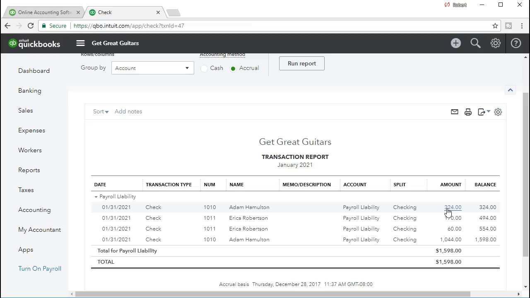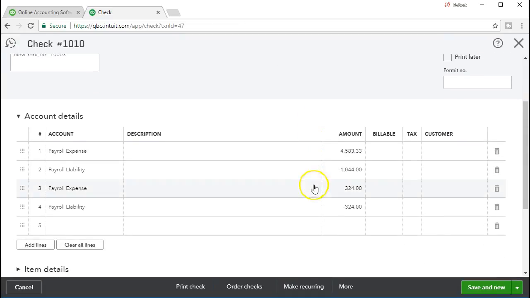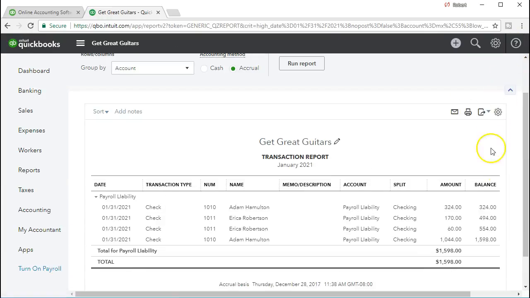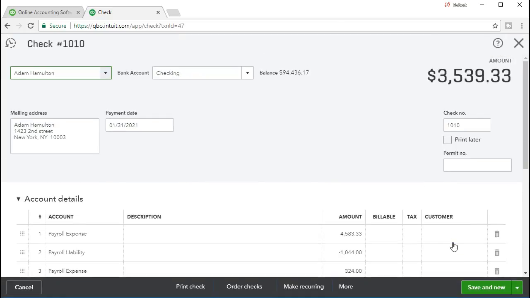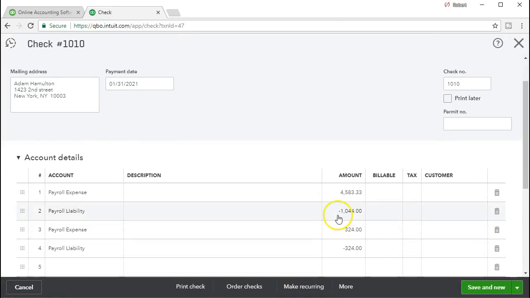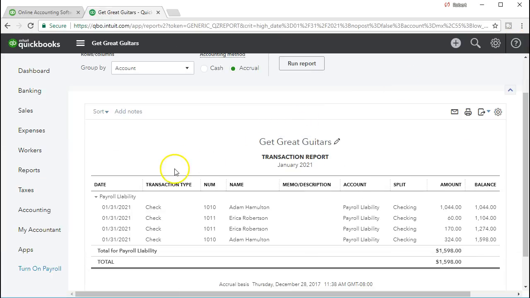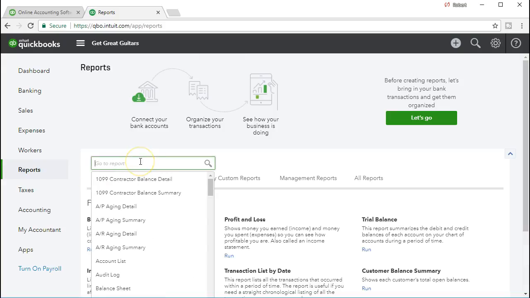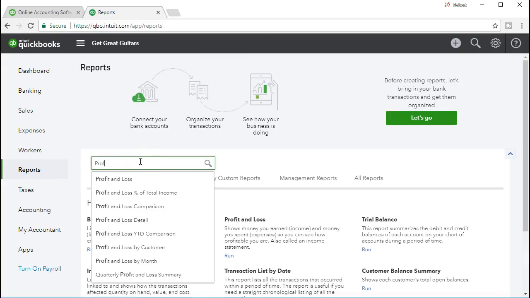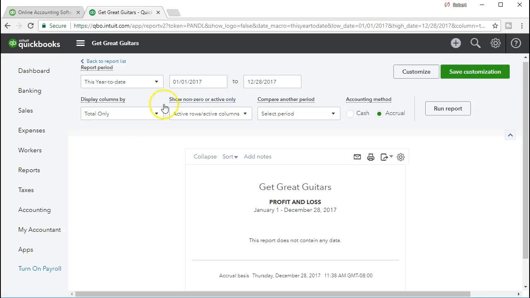If we select one of those for Adam, we get back to our check. Here's the information. If we scroll back down, of course, the other one that's also for Adam, if we select the other one that's Adam's, and we scroll down, we see this information there. So there's the 2 that are going to the payroll liability. If we close that back out, and we go back to the reports on the left-hand side, and we go into the profit and loss, the income statement type report within QuickBooks.